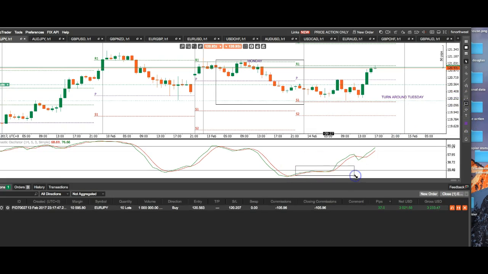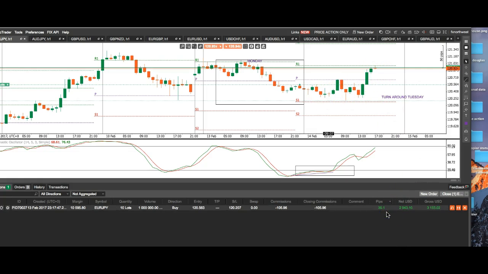Stochastics indicator needs to be oversold. We had a nice divergence on the 1 hour chart as well. Notice down here, and there's a hammer. During the Asian session, the market rallied, came back down to the support, and then in the New York session, it took off. So that was a successful trade.